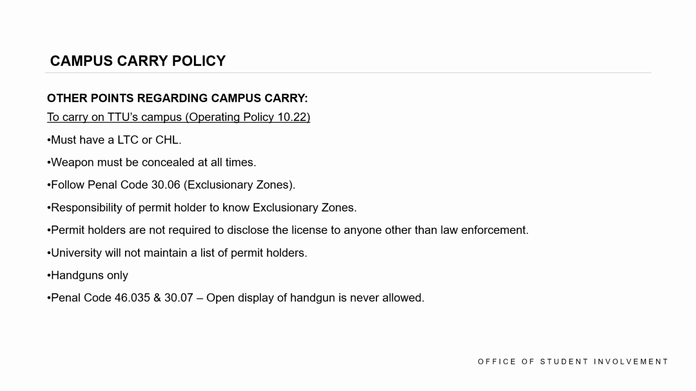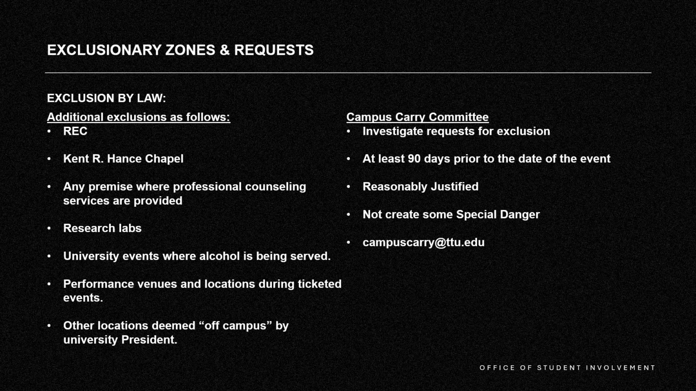The carrier must, by law, adhere to Penal Code 30.06, as the responsibility for following lawful exclusionary zones is on the permit holder. Permit holders are not required to disclose the license to anyone other than law enforcement, and the university will not maintain a list of permit holders, as this is not public information. The only type of firearm allowed to be carried on campus is a handgun. Per Penal Code 46.035 and 30.07, open carry of a handgun is never allowed.